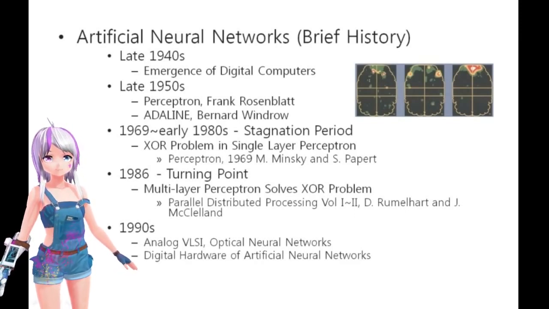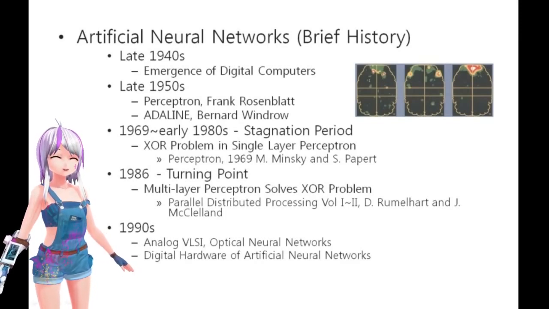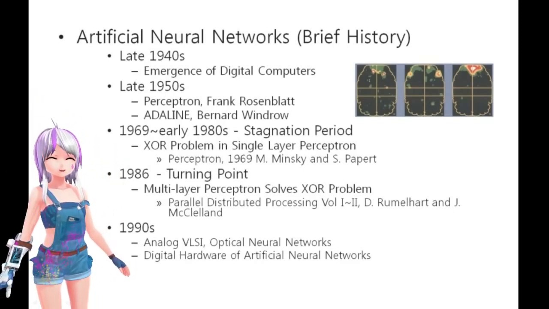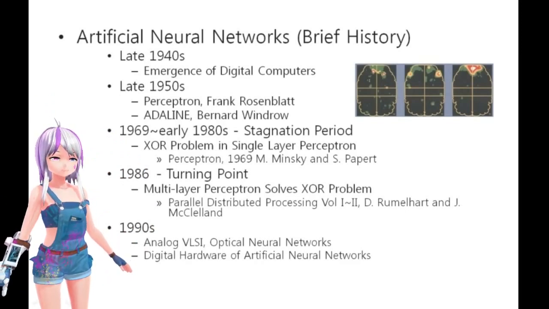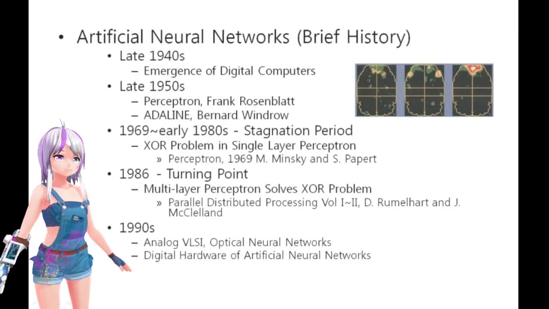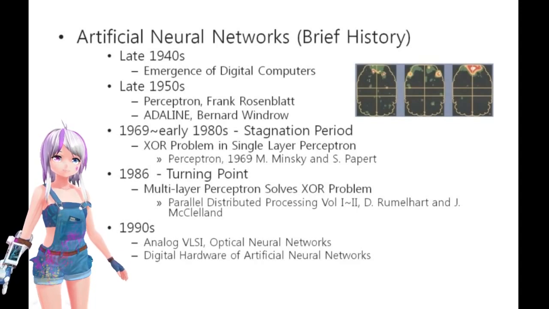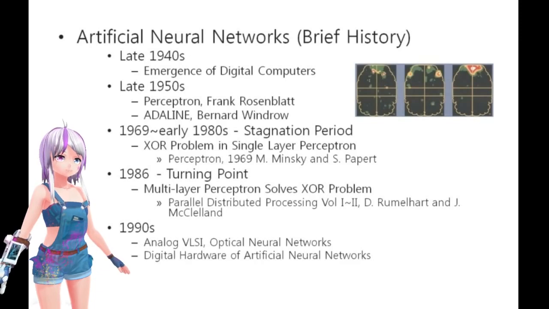Rumelhart and McClelland solved it with this multi-layer concept, in the monograph Parallel Distributed Processing, volumes 1 and 2. So there was a breakthrough by using the multi-layer perceptron, but at the time it was nothing but a toy problem because we didn't have enough data, maybe fewer than 1,000, more than 100. And it is called a toy problem.